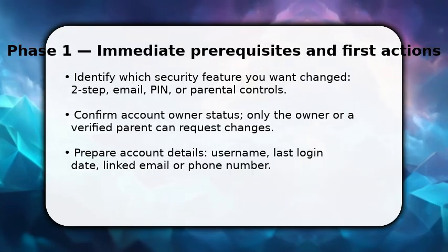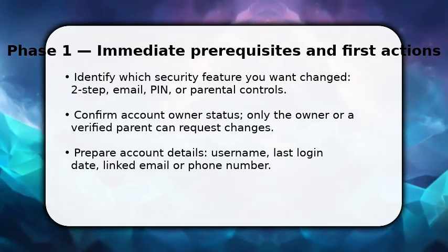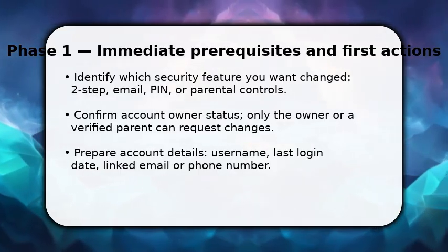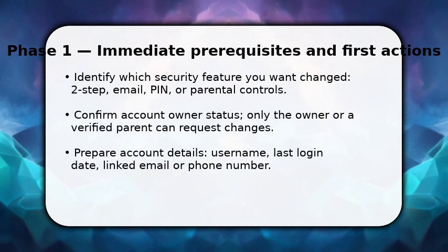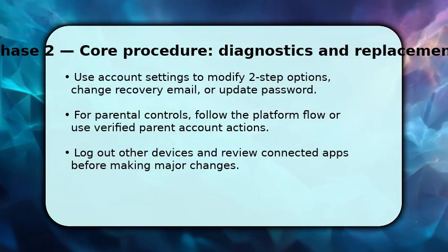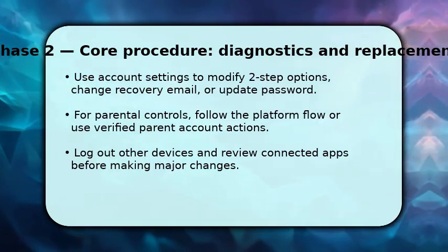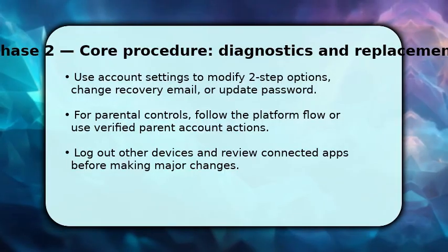Once you have username, linked email or phone, and recent login info, proceed to official account settings or prepare to contact support. This avoids risky open settings, then security. Do not look for exploits. To change two-step, switch methods rather than disable entirely. For example, move from app codes to SMS if needed.